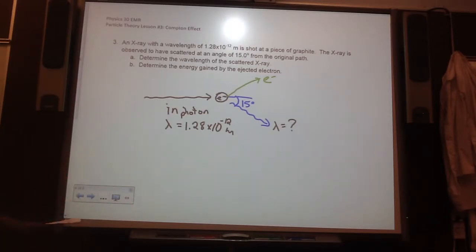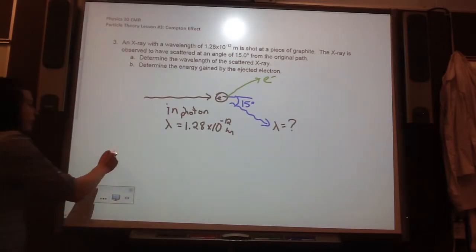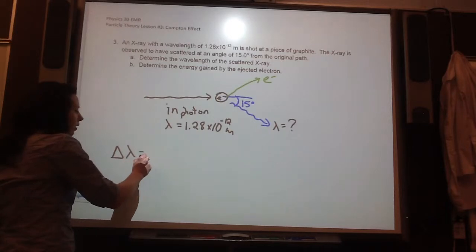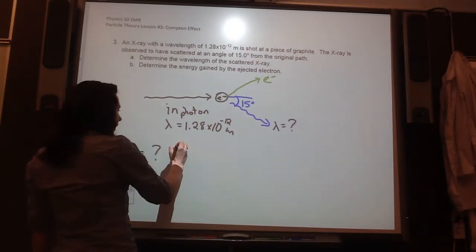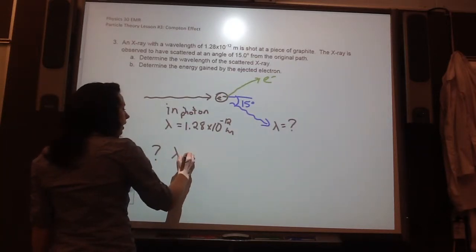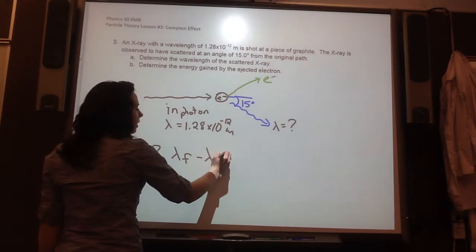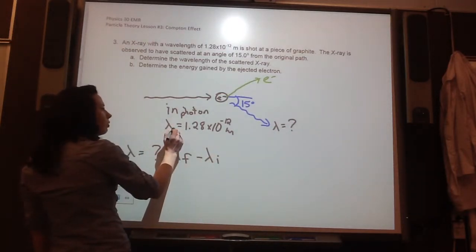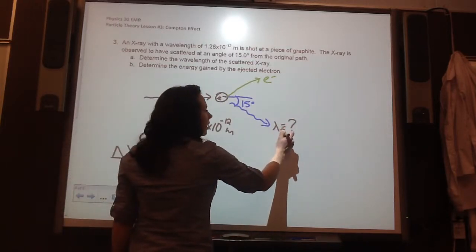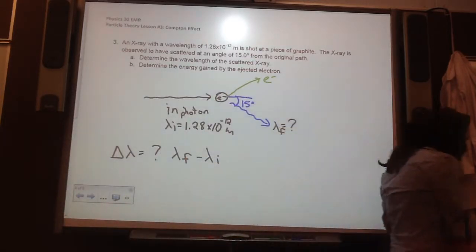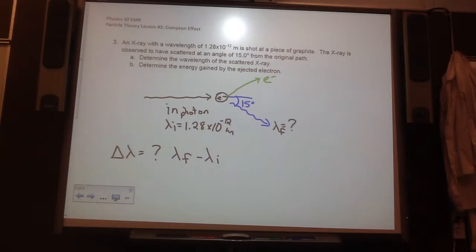Basically, what we could do is find the change in wavelength. If we can find the change of wavelength, we know that the change of wavelength is equivalent to wavelength final minus wavelength initial. So I'm going to relabel this as wavelength I, or 1, and this one is wavelength F, or final. Or you could say incident and scattered.